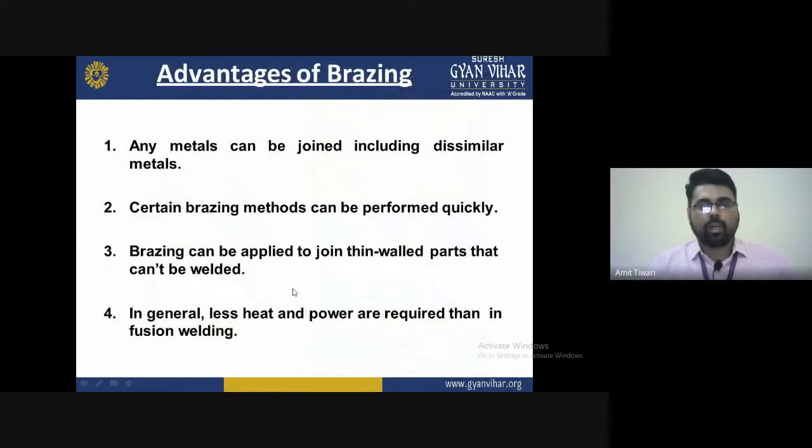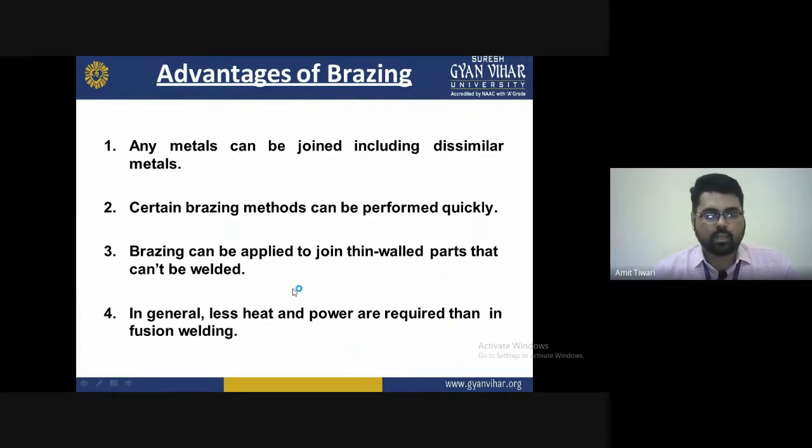The advantages of brazing: first, any metal can be joined, including dissimilar metals. Dissimilar metals cannot be joined by some other methods, only similar metals. Second, certain brazing methods can be performed quickly, so the procedure for metal joining can be obtained quickly. Third, brazing can be applied to join thin-walled parts that cannot be welded.